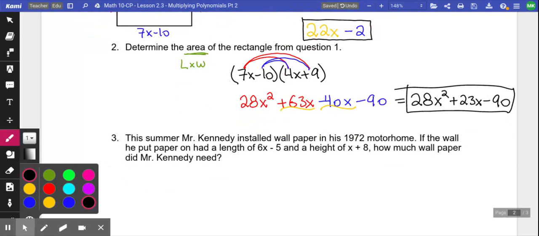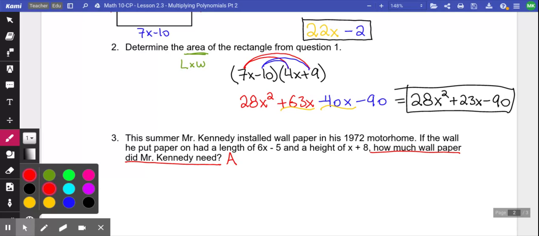Cool. Last one. 3. This summer, Mr. Kennedy installed wallpaper in his 1972 motorhome. I actually did, and then my motorhome blew up, so we don't have it anymore. But I did wallpaper that thing before it exploded. If the wall he put paper on had a length of 6x minus 5 and a height of x plus 8, how much wallpaper did he need? How much wallpaper did Mr. Kennedy need?